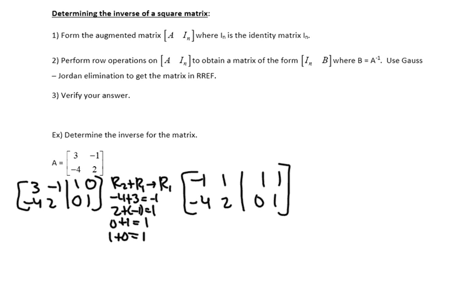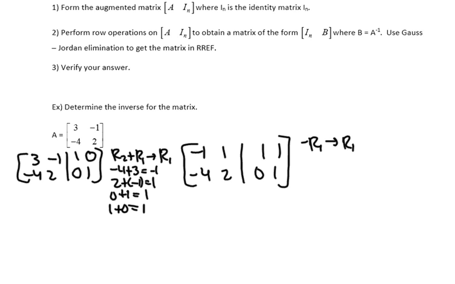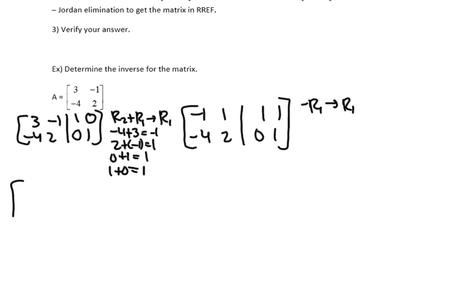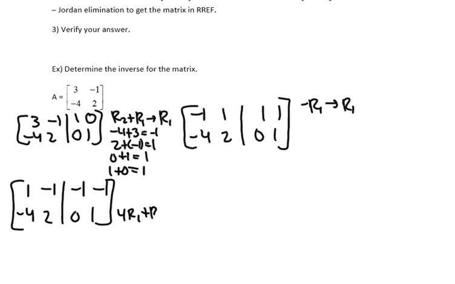Now, it's a negative 1 instead of a positive 1 in the left corner, so I'm going to take the opposite of R1 and make that my new row 1. I will put this below. Again, row 2 remains exactly the same. Now I need to make this negative 4 a 0. So I'm going to take row 1, multiply it by 4, and add it to row 2. That's going to be my new row 2.